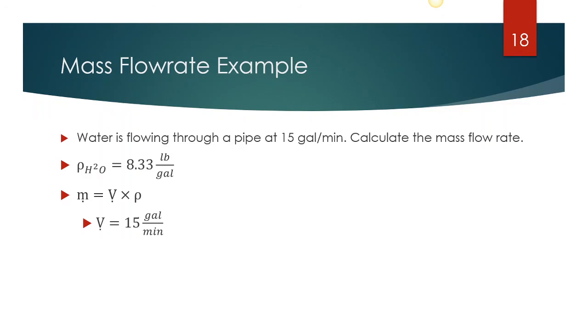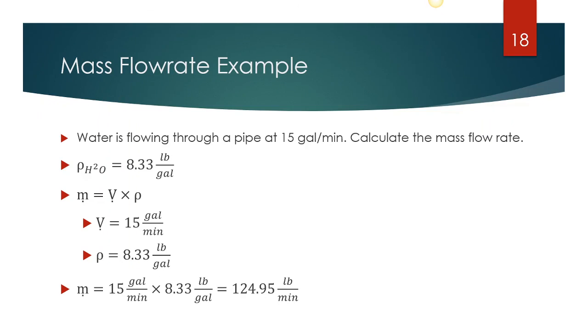So we have our formula: mass flow rate equals volumetric flow rate times our density. Volumetric flow rate is 15 gallons per minute. Our density is 8.33 pounds per gallon. And we just do the math there. 15 times the 8.33 gives us 124.95 pounds per minute. Okay, so that is our mass flow rate of water at 15 gallons per minute volumetric flow rate.